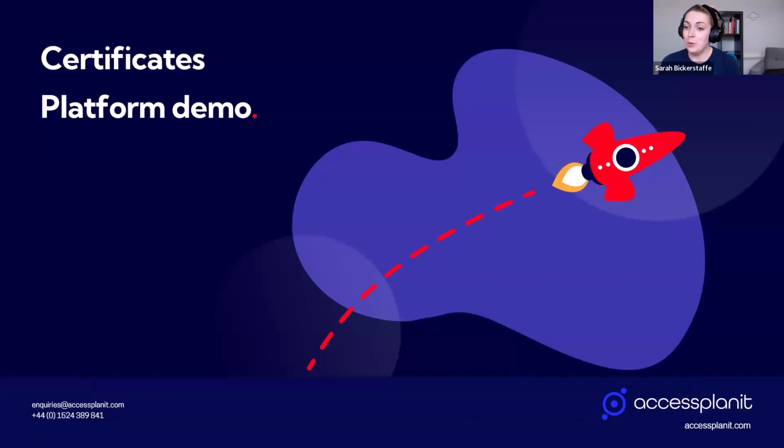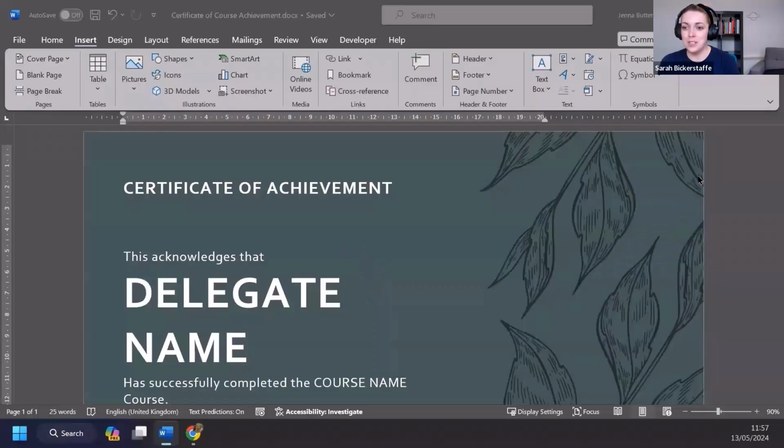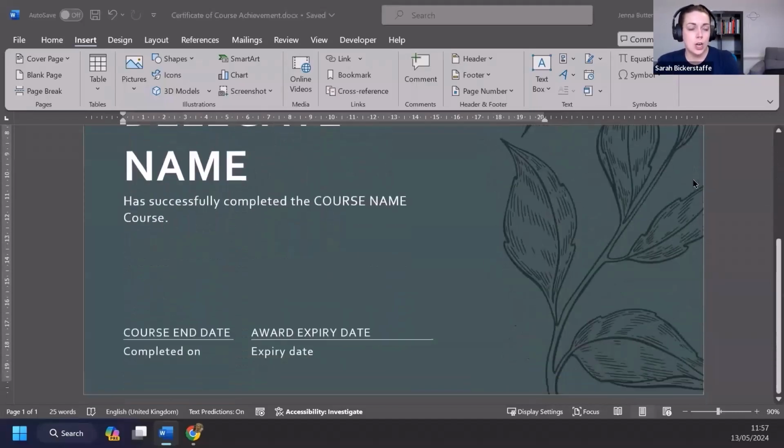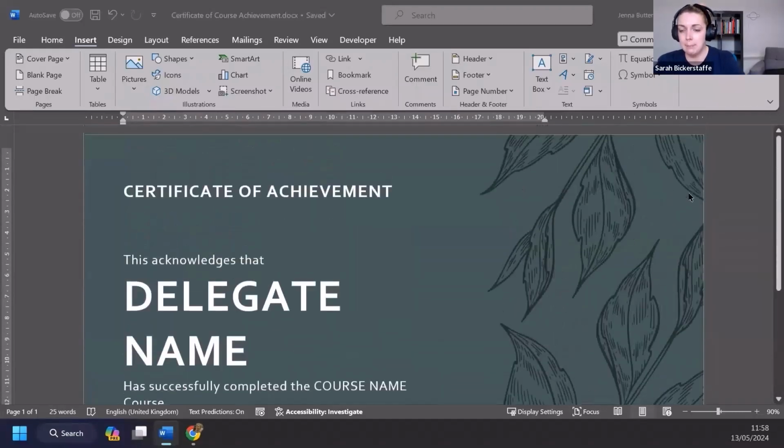Okay. So now we're going to be going through the process of creating a certificate with merge fields. So we're going to be getting that then uploaded into the accessplanit platform, as well as then setting up a workflow to send that automatically. So lots to get through. So this first video we're going to be going through is changing a merge field name.